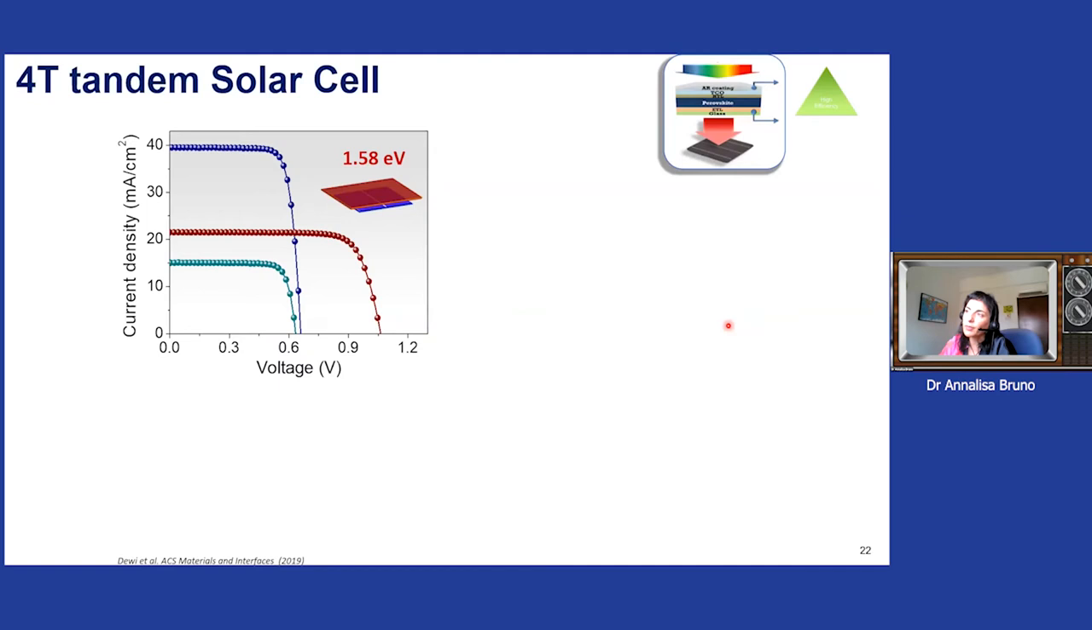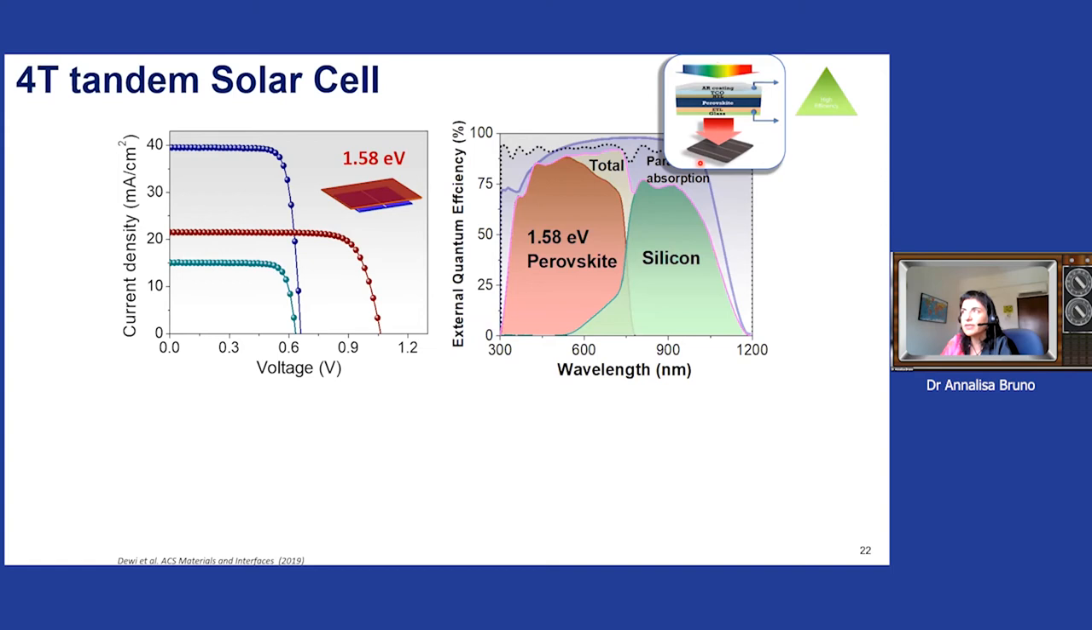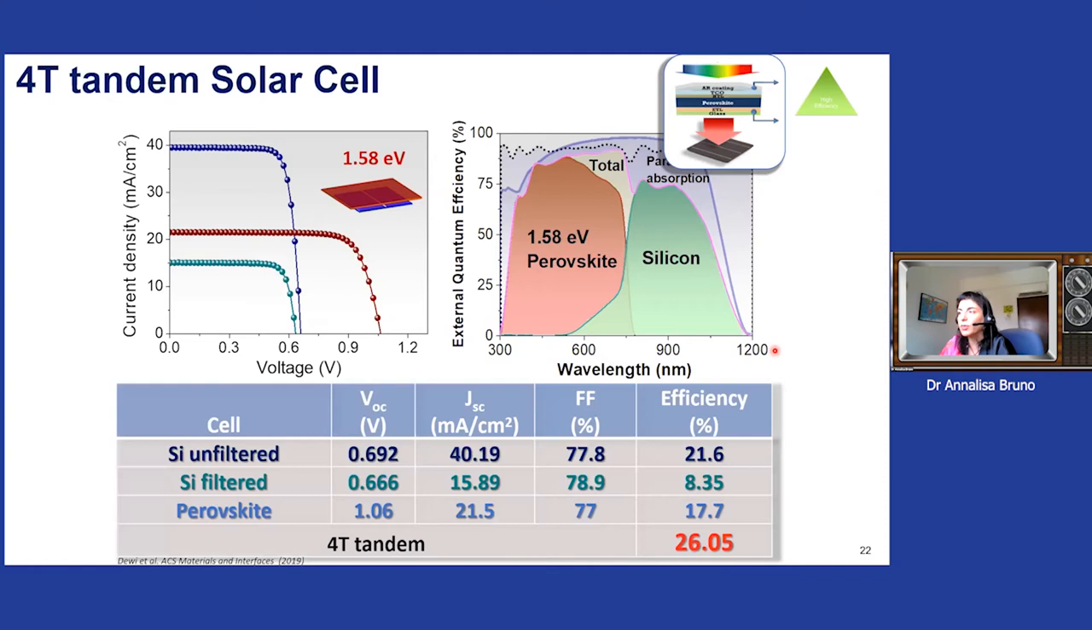So basically, we have a silicon solar cell on the bottom and a perovskite solar cell on top, where you can see the JV curve for the two cells, and this is the spectral distribution, where you can see that the light is absorbed in this region by the perovskite and in this other region by the silicon. So you can see clearly that, as we expected, the two technologies are very nicely compatible.